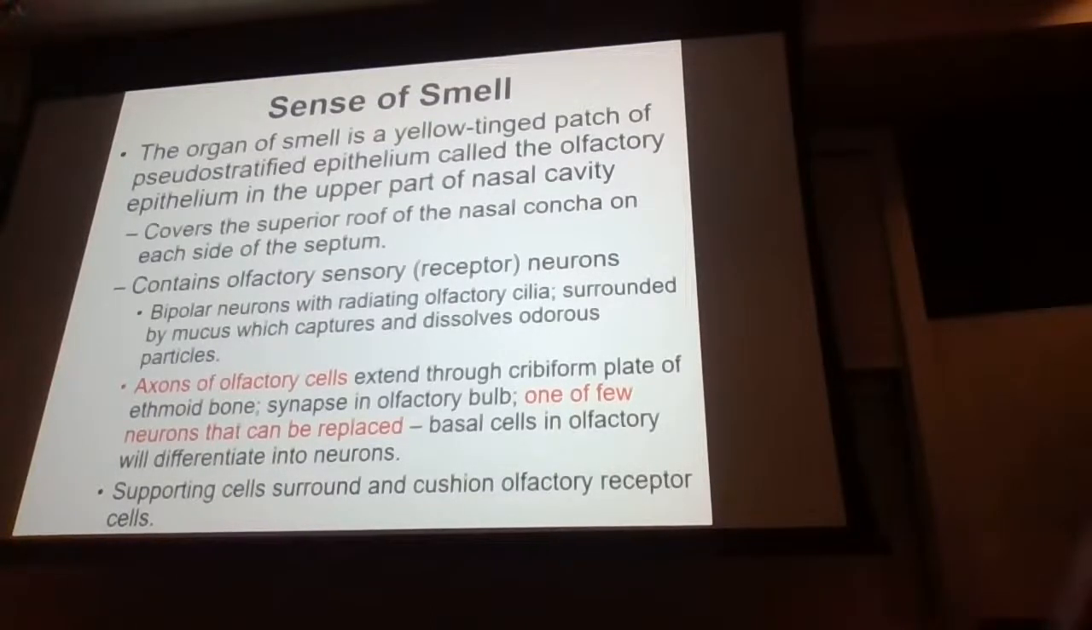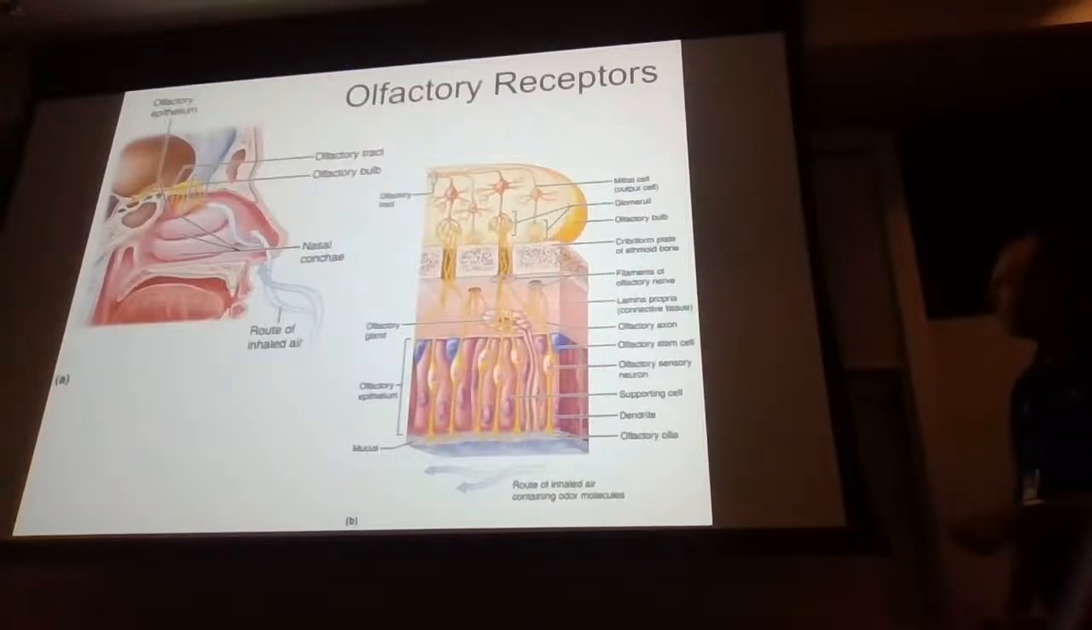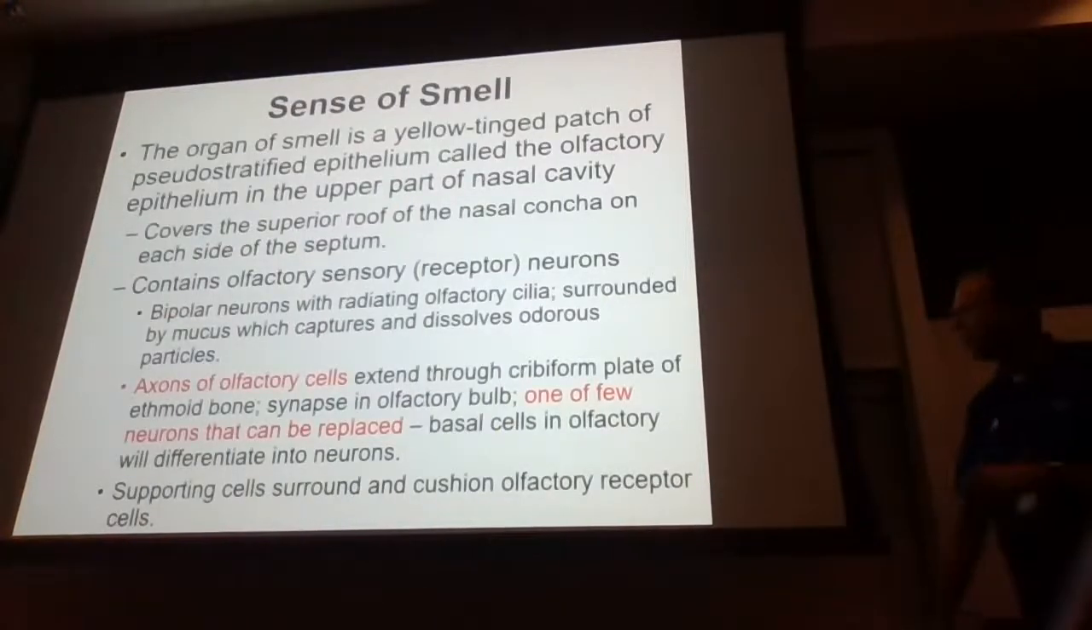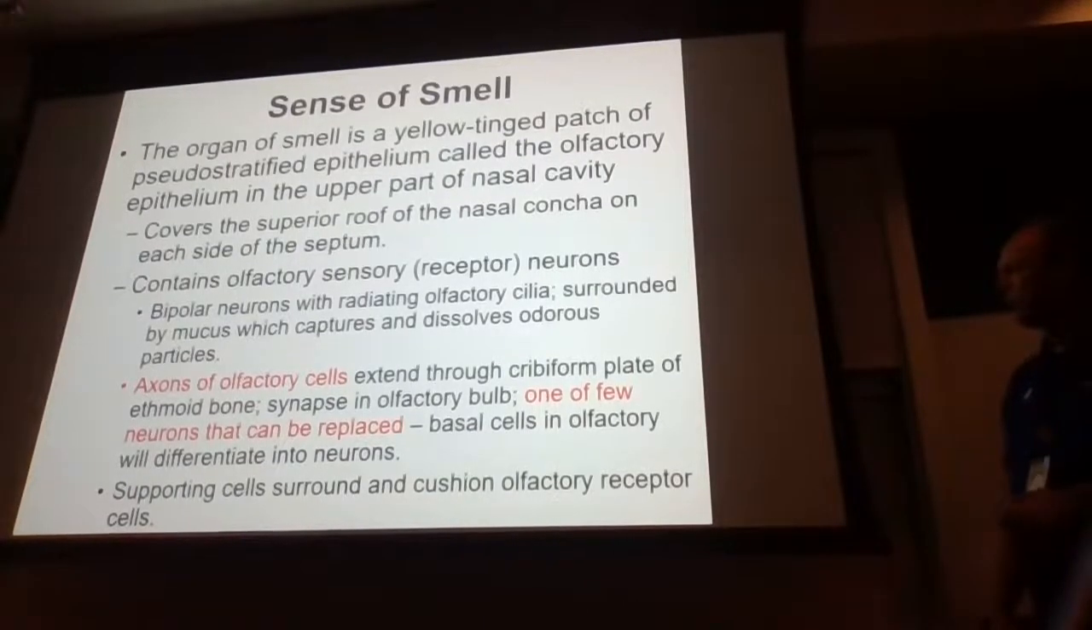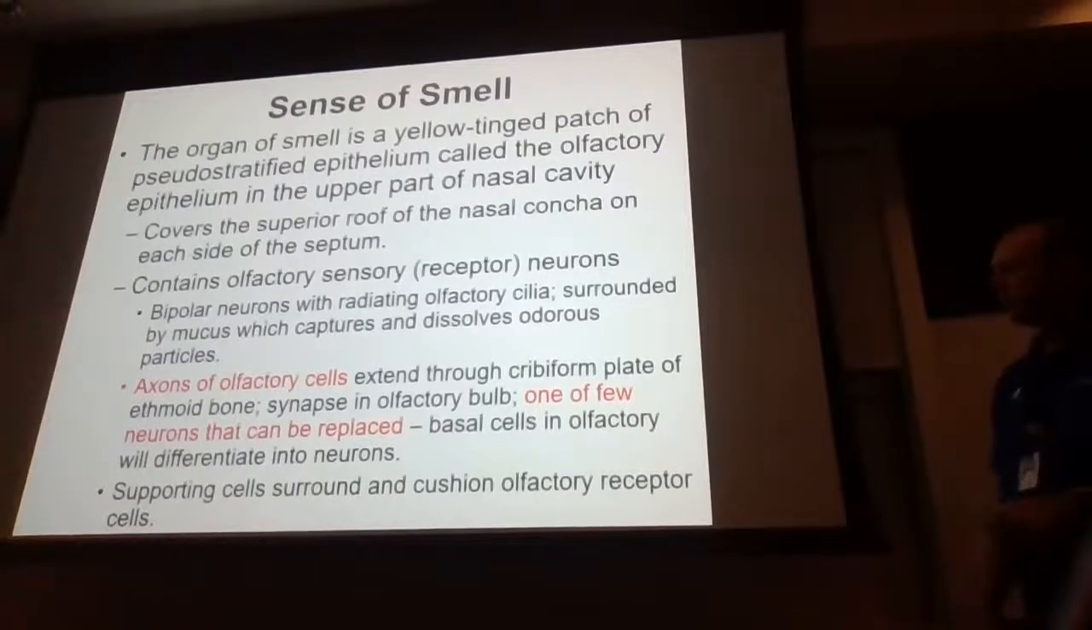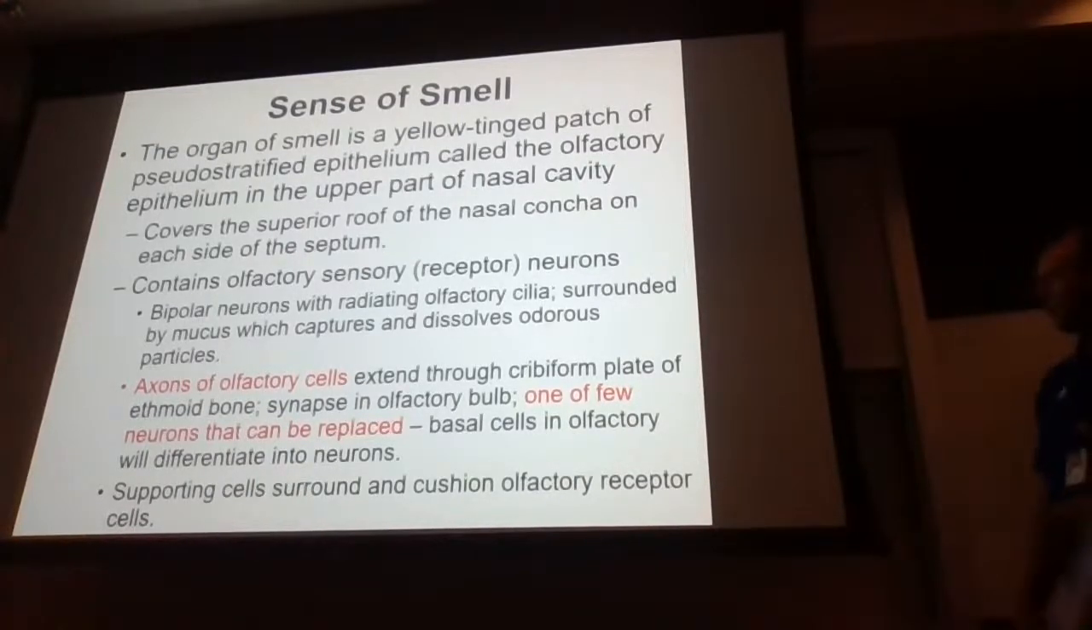Let me see. Oh, not this one. Oh, wait a minute. That'll do it. All right. So they sense this and send that sensation up through the cribriform plate to the olfactory bulb. In the olfactory bulb, it gets interpreted. What type of smell was that? Good, bad, something that I should run from.